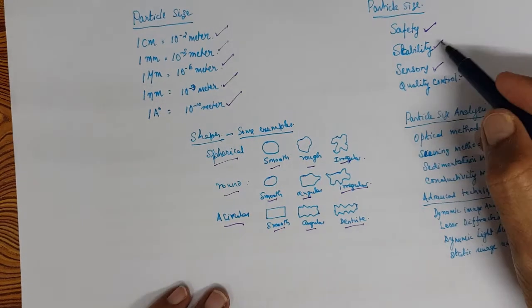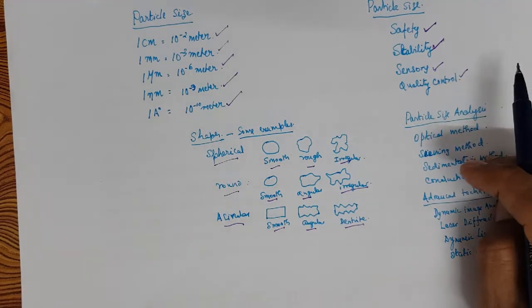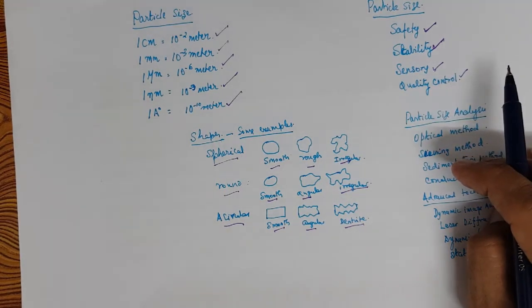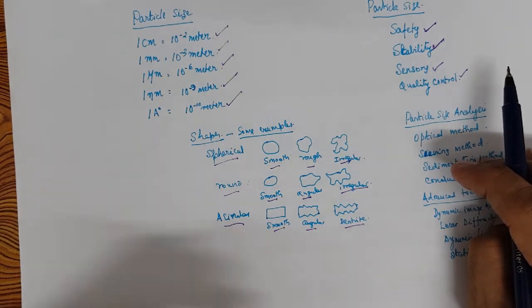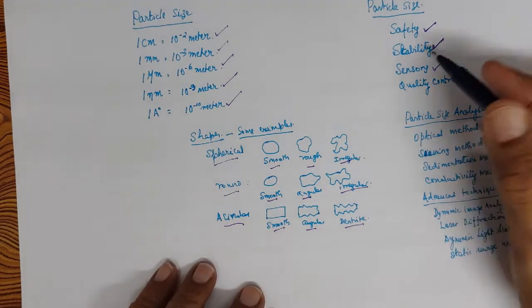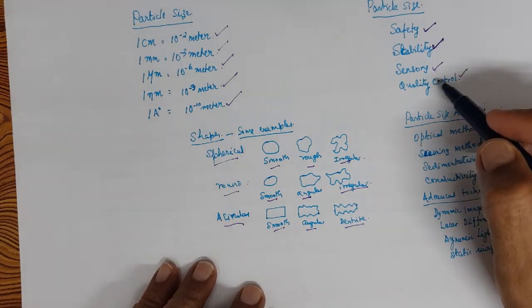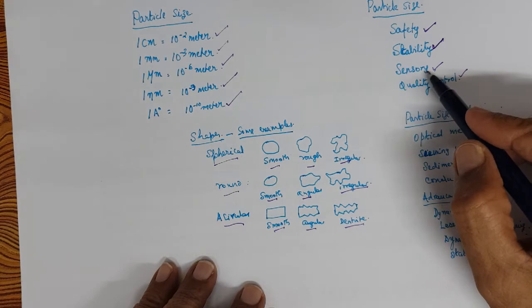That is the safety. Then stability. You know that particle size contributes a lot to stability predictions and stability studies, right? The changes in particle size during the stability studies throw light on the long-term stability of the product, and particle size and stability are very well correlated.